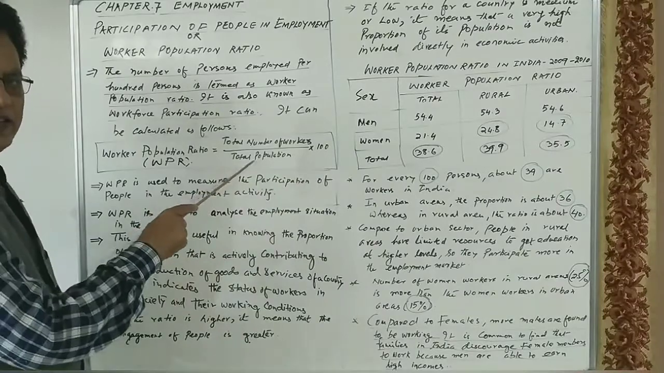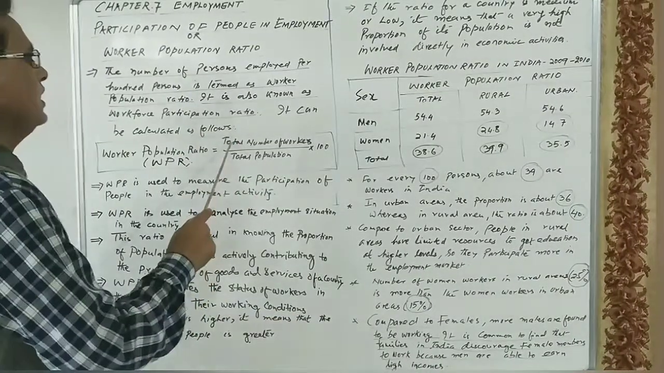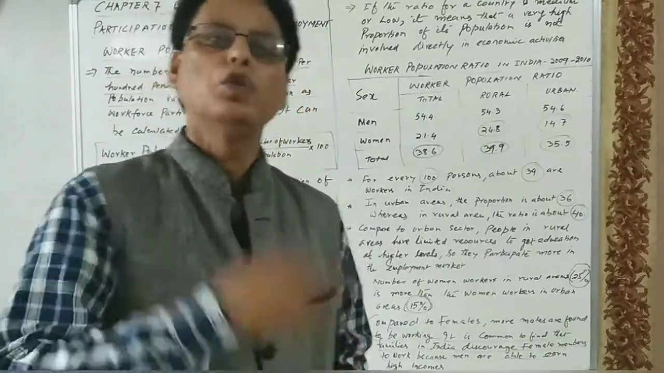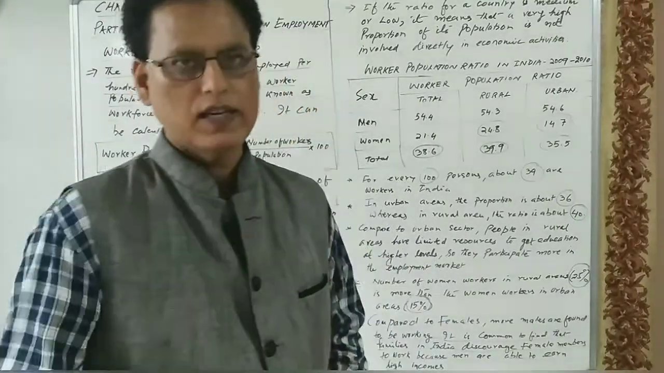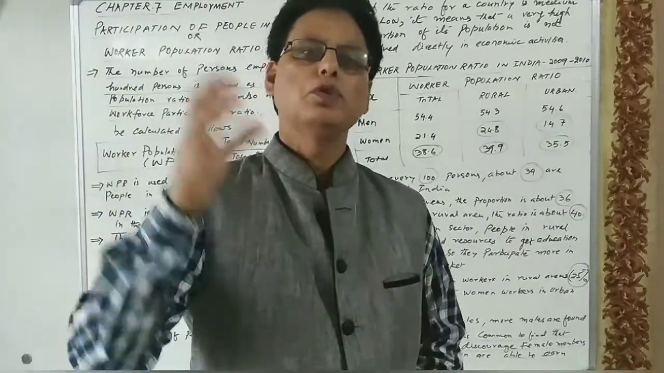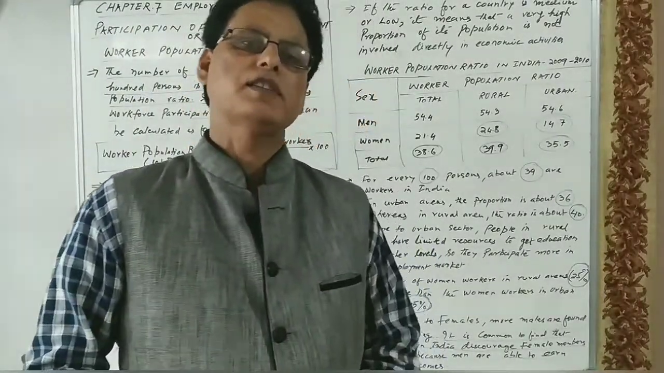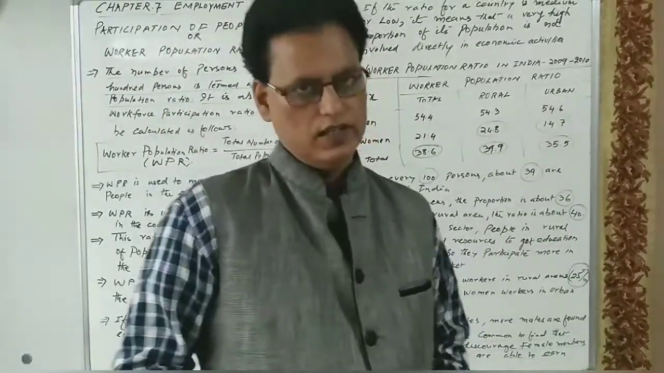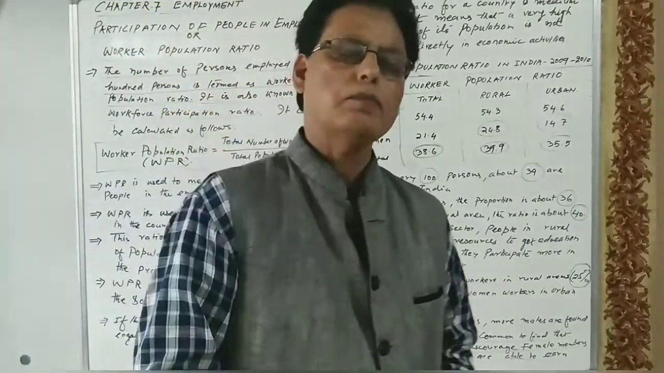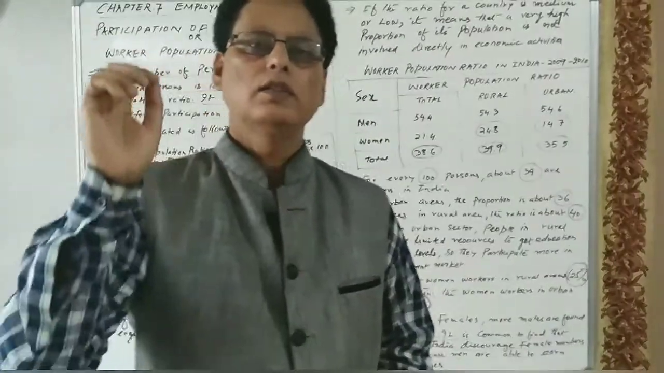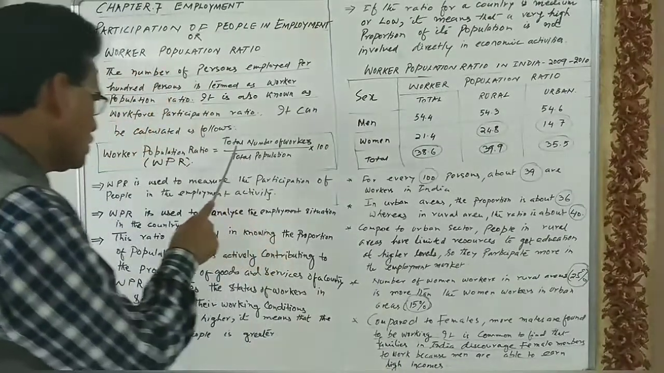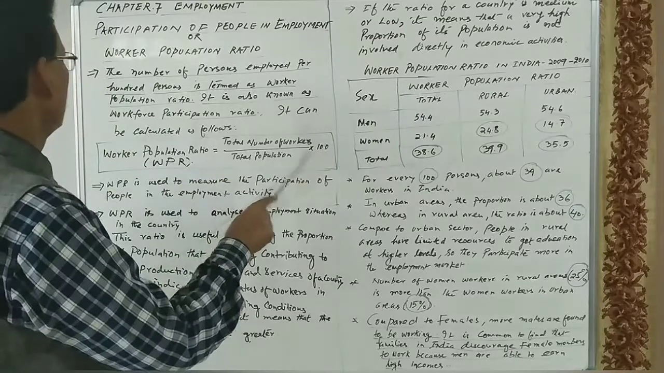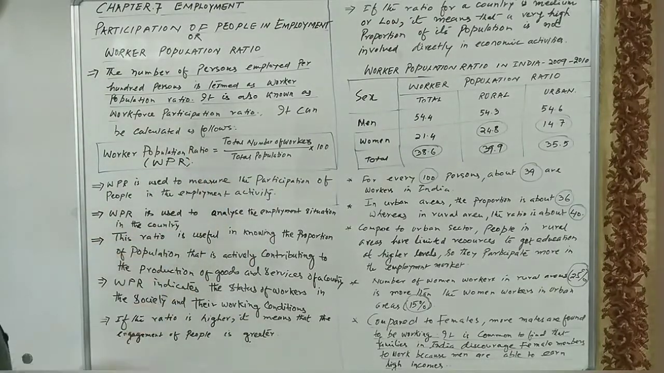Total population is clear, the total population of a country, then total number of workers. Workers means those who are engaged in economic activities, those who are contributing to the production of goods and services, whether they are self-employed workers or hired workers, whether they are working on a regular basis or on a casual basis. So total number of workers divided by total population multiplied by 100 will give us the worker population ratio.